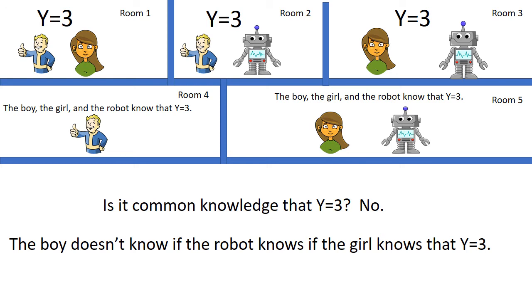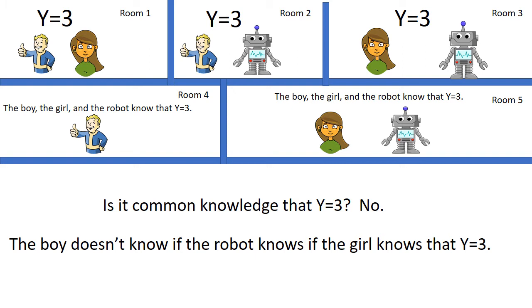All the boy is aware of are rooms 1, 2, and 4. Well, the boy is trying to figure out, what does the robot believe? The boy will say, well, all I know about are rooms 1, 2, and 4. That's all I can be certain exist. And if there's only rooms 1, 2, and 4, well, all the robot would be aware of is room 2.